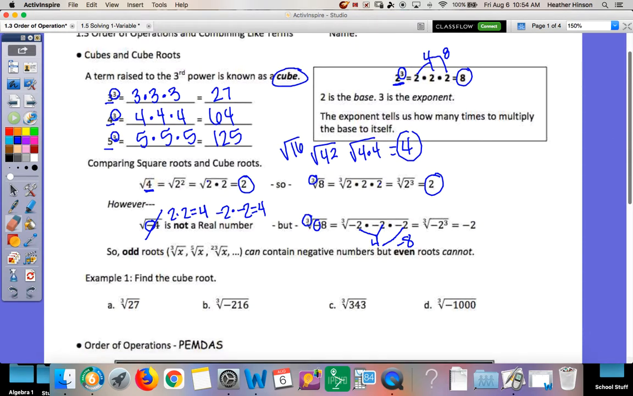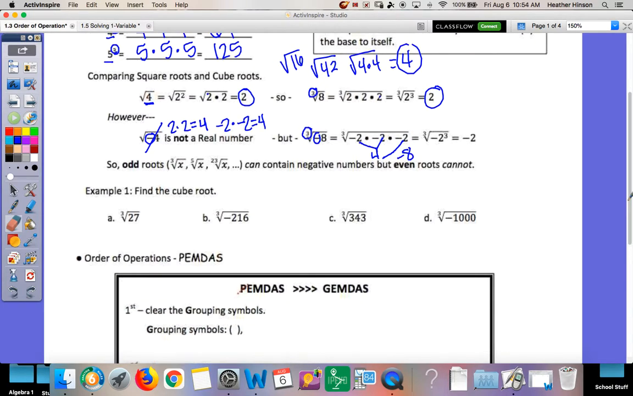You can always cube root odd numbers, odd roots. So this could be 5, it could be 9, it could be 101. You can do odds, but you can never take an even root because you can never get a negative on evens because those negatives right there will cancel each other out.